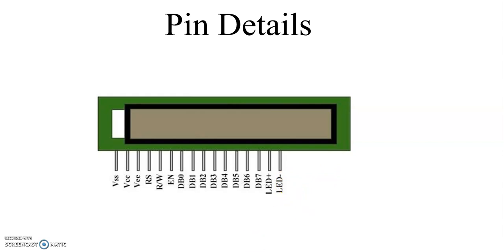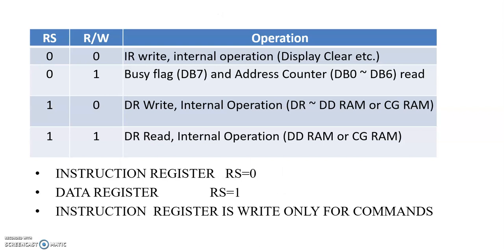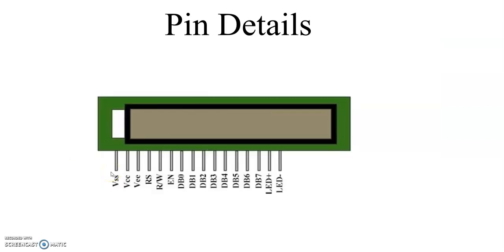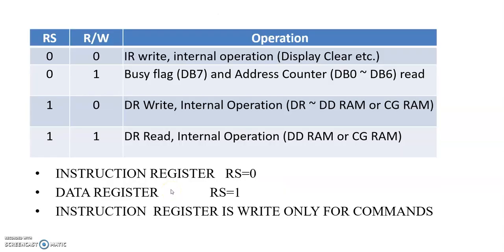Now let us discuss the control signals. There are 3 control pins: RS, RW bar and the enable signal. These are the control pins, and these are our power supply pins. Suppose RS is 0, that means the instruction register is selected. Suppose RS is equal to 1, that means the data register is selected.